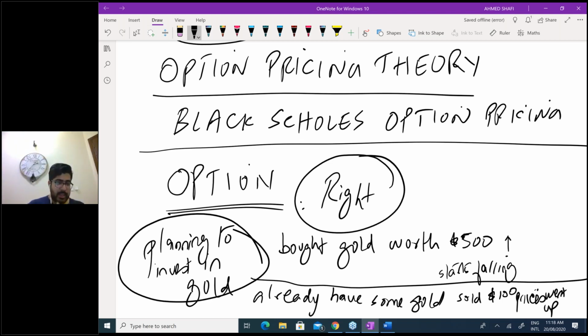Again, I'm repeating. Let's suppose you plan to invest in gold. So you bought gold worth $500, thinking that prices will increase. Suddenly the prices start falling. You can't do anything. You will have to bear that loss. Similarly, you sold gold for $100. When you sold, the prices suddenly went up, and you're worried. Oh my God, what did I do? I sold gold, and suddenly prices went up.